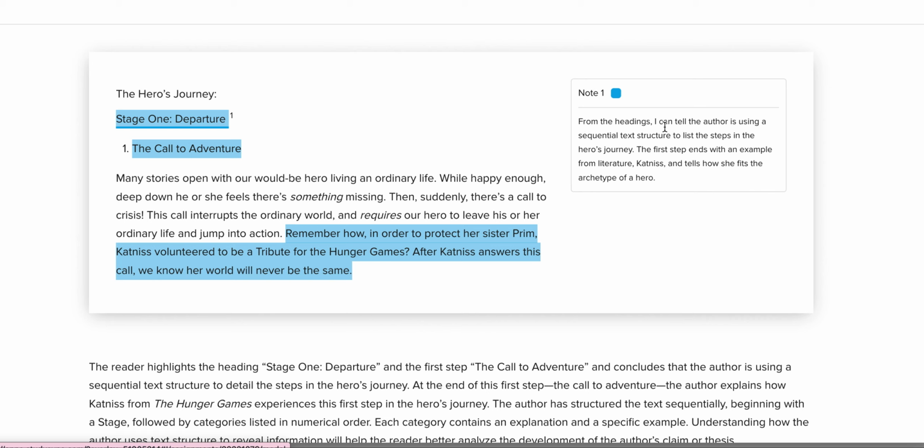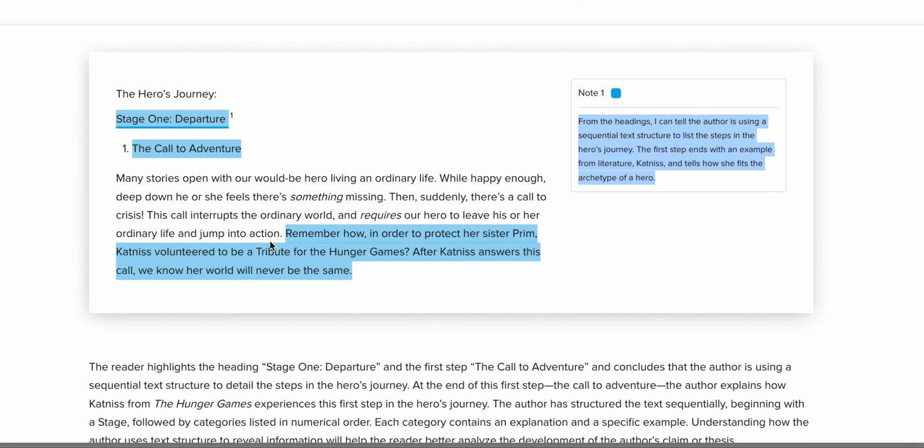She says, from the headings, and this is the heading over here, Stage 1 Departure, and then 1, The Call of Adventure. From the headings, I can tell the author is using a sequential text structure to list the steps of the hero's journey. Remember that the sequential structure is like things in order. So in this case, she's absolutely right. It's listing the different stages of the hero's journey and all of the steps within each of those stages. And the first step is the call to adventure. And she's doing it all in order. So that is a sequential text structure.